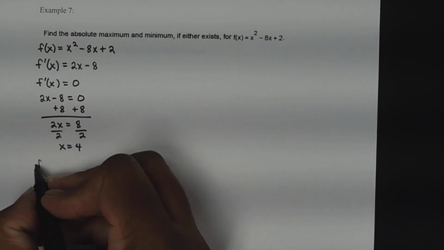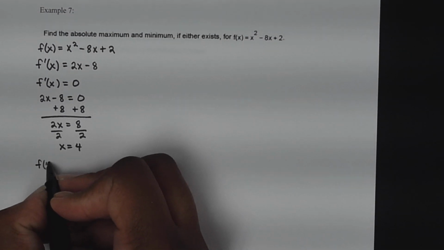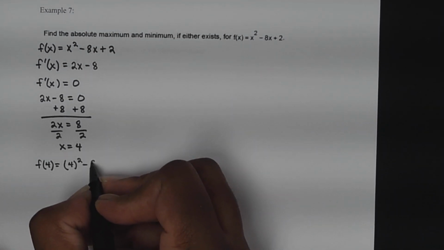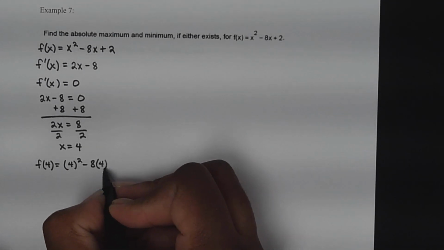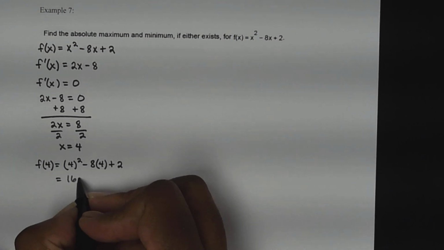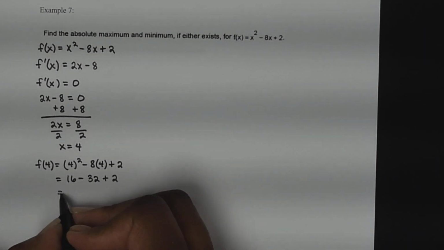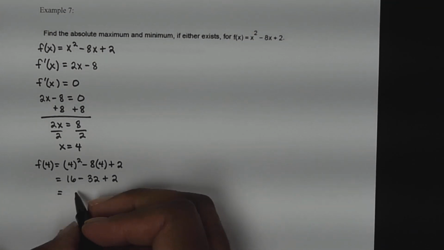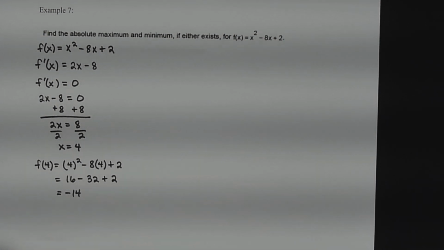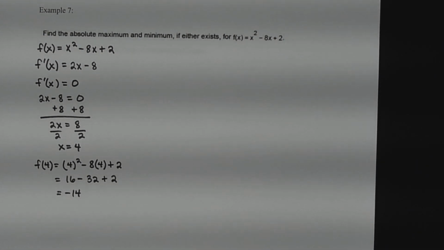So now let's substitute that x in the f of x function with 4. So f of 4 is going to be 4 squared minus 8 times 4 plus 2. 4 squared is 16, minus 8 times 4 is 32, plus 2. 16 minus 32 will be negative 16. Negative 16 plus 2 will be negative 14. So f of 4 will be negative 14. All right?